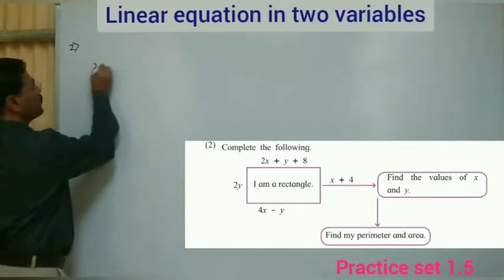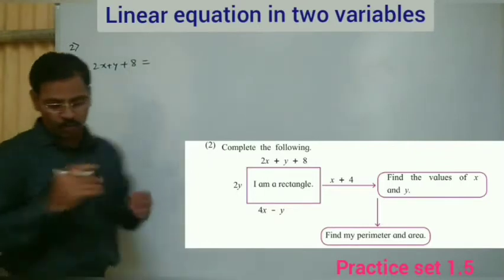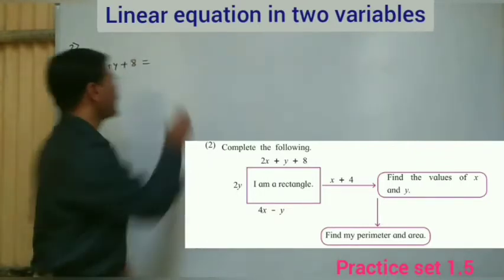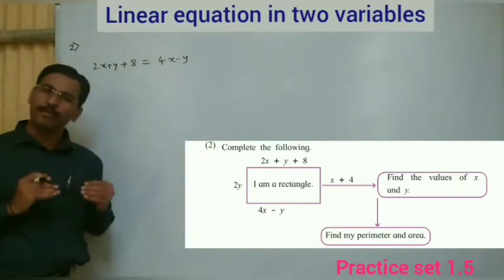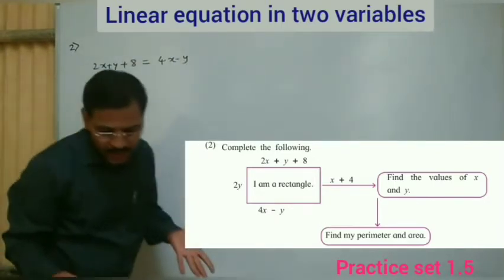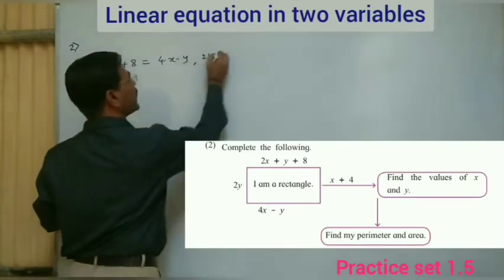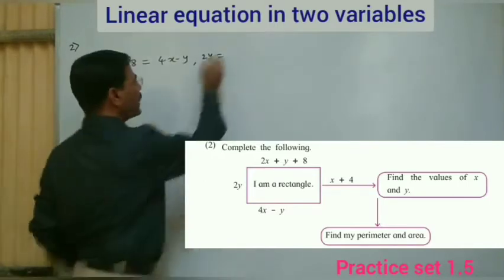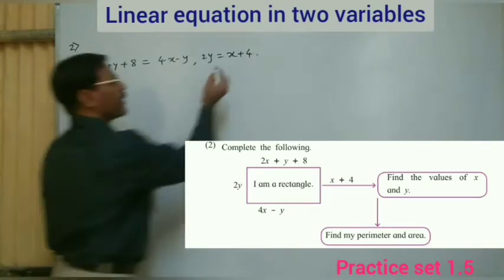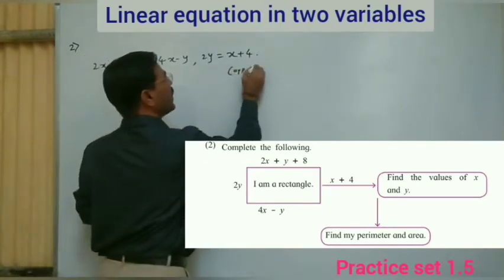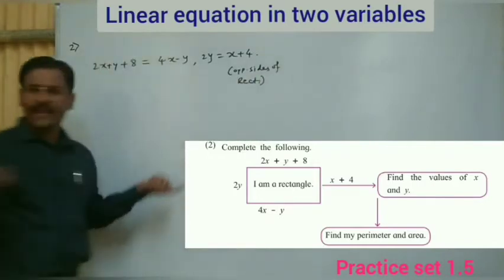2x plus y plus 8 is equal to the other one, 4x minus y. Okay, this is one pair of opposite sides. Another pair is also there. What is that? 2y. We may write here on this side, 2y is equal to x plus 4. Okay, like this. What these are? They are, we can write here, opposite sides of a rectangle. How are they? They are the same.